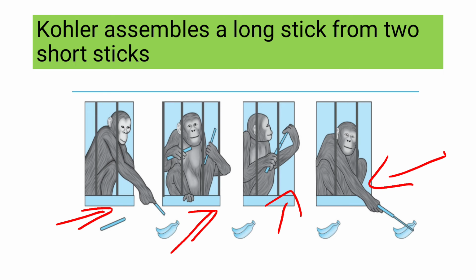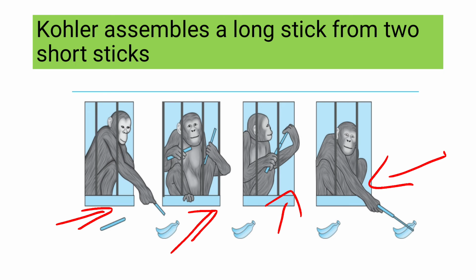So here the chimpanzee is also placed in the cage. The banana is kept outside and the chimpanzee does not have any boxes or anything, only two sticks. So first, initially, it tried with only one stick.